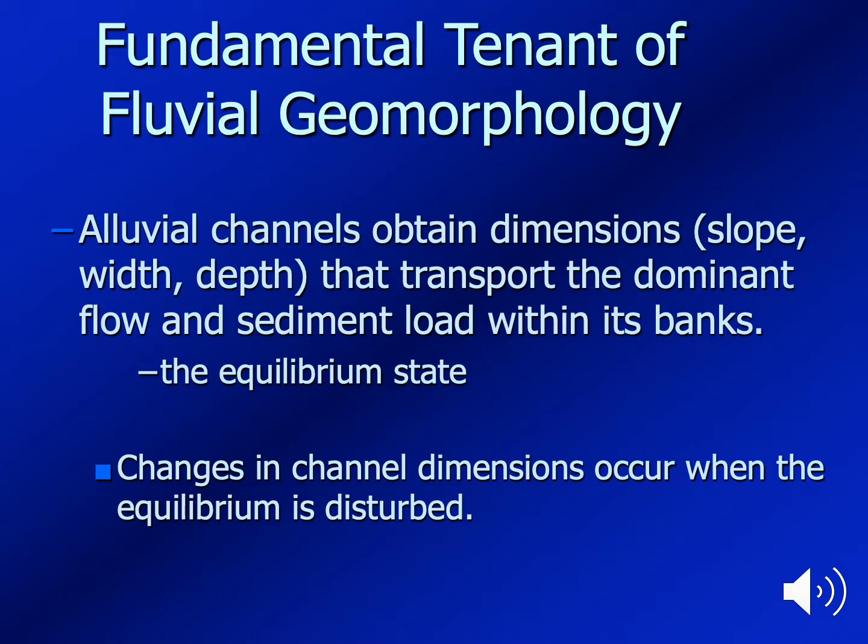I'll start out with a fundamental tenet of fluvial geomorphology, and that's that a river channel, its geometry, its slope, width, and depth, is shaped to transport the dominant flow and sediment load within its banks. We call that the equilibrium state. There is a rhyme and reason to why a channel has its shape. When the equilibrium state gets disturbed, the channel's shape changes. So when you're looking at a river channel and you see some kind of adjustment happening, it means there is some kind of disturbance to the channel system.